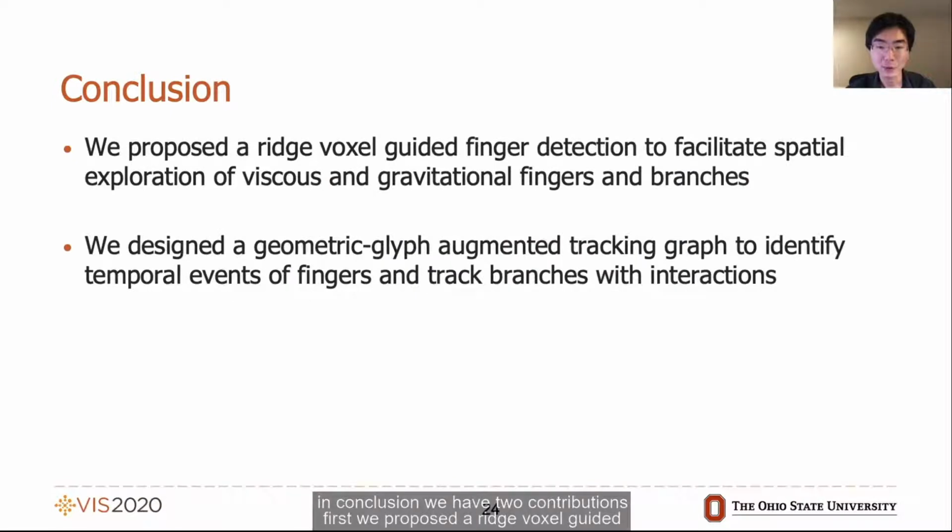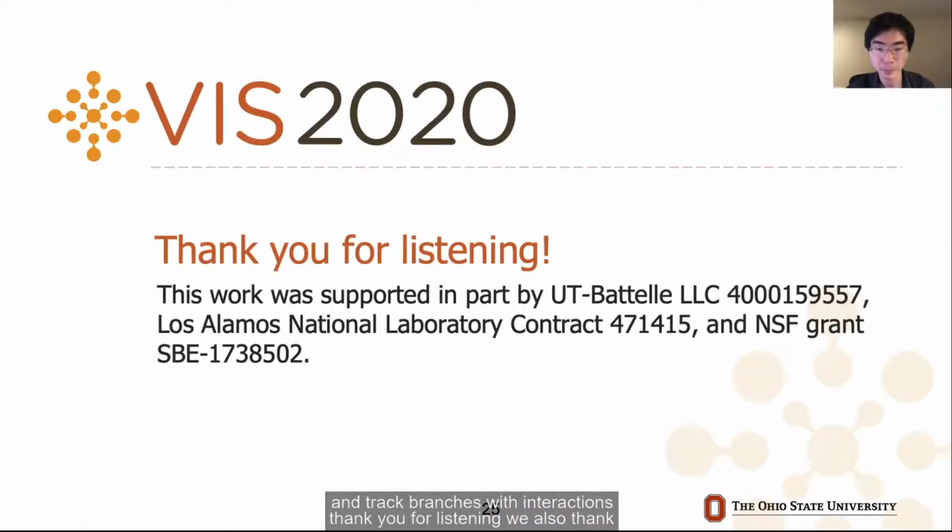In conclusion, we have two contributions. First, we propose a reversal-guided finger detection to facilitate the spatial exploration of fingers and branches. Second, we designed a geometric glyph augmented tracking graph to identify temporal events of fingers and track branches with interactions.